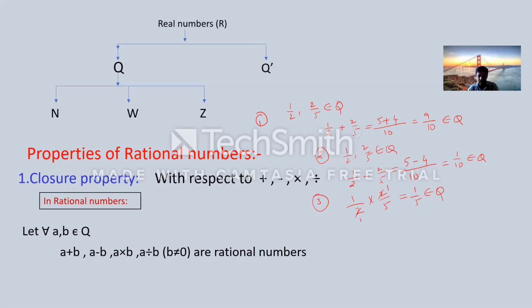Now we will check the fourth one, division. If you see the division, any number divided by 0 is not defined. For example, if you take 3, 0 belongs to Q. 3 divided by 0 equals 3/0, which is not a rational number. So we can conclude that rational numbers are not closed under division. Now we will see the next property.